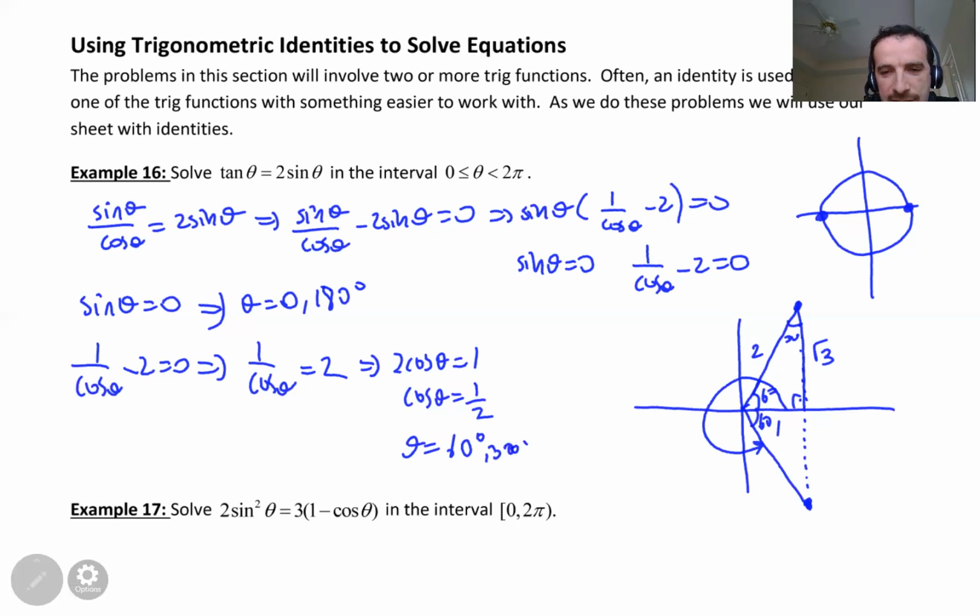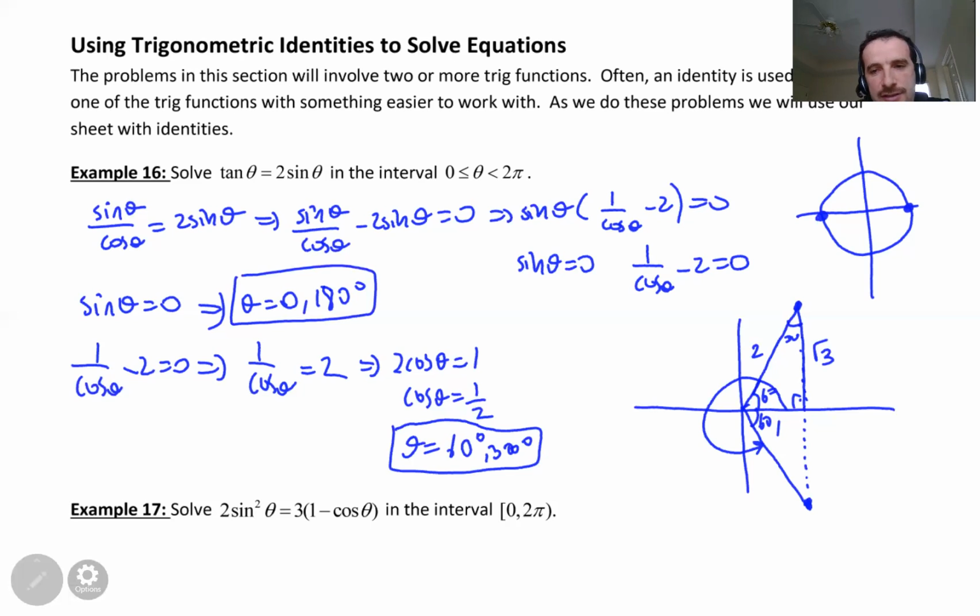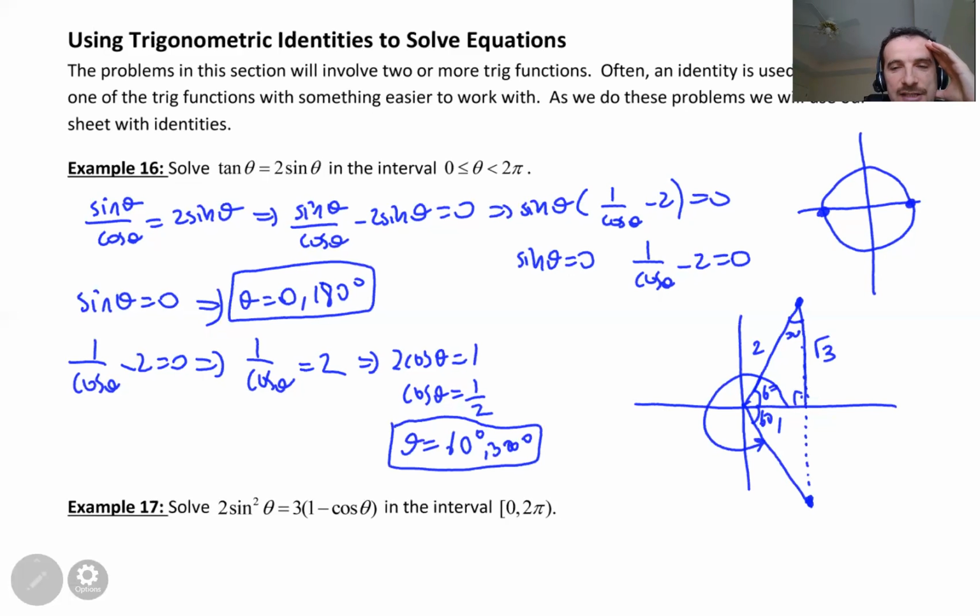Okay. So we got 2 solutions from there and 2 solutions from there. And these are all solutions on this interval, right, between 0 and 2 pi. Okay. I hope it's clear for everyone. Let's move to the next example.